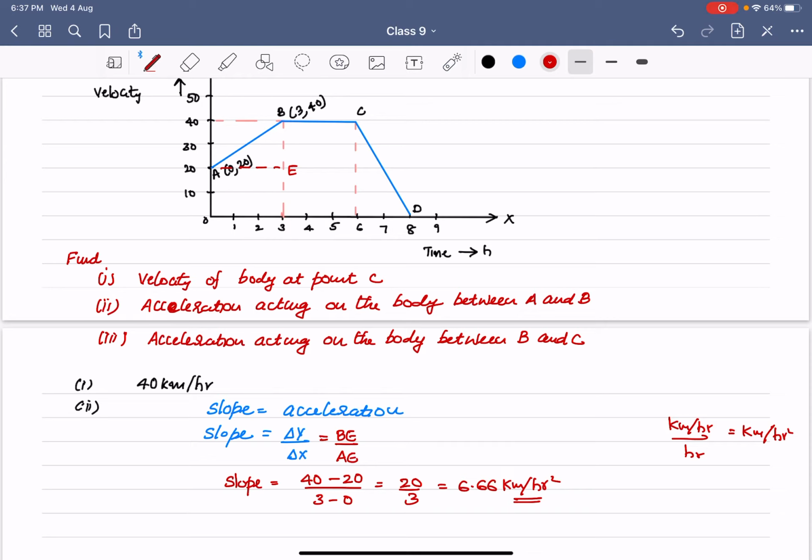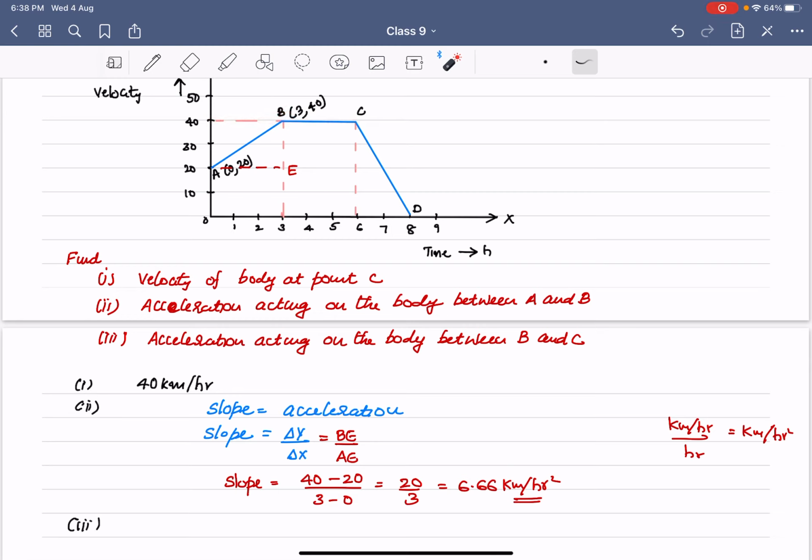The next question, third sub question. You have to find the acceleration acting on the body between B and C. So which is the B point here? This is the B point and this is the C point. You have to find out the acceleration when the body is moving from B to C. Now, if you carefully analyze, while moving from B to C, the velocity is constant here, right? The velocity is constant. What is that value?